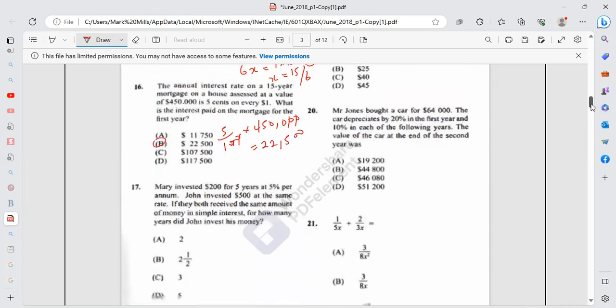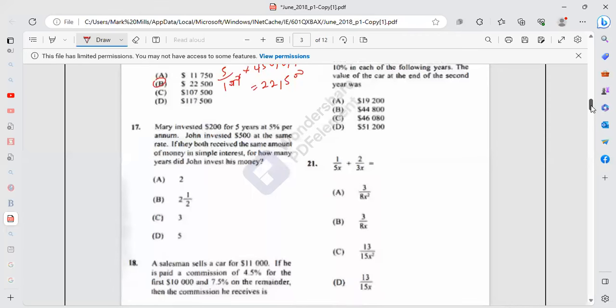Let's go. Number 16. Mary invested $200 for 5 years at 5% per annum. John received $500 at the same rate, right? If both received the same amount of money in interest, how much money did John invest? So first of all, we are going to find the interest, right? Interest for Mary would be 200 times 5 times 5 over 100. We work it out. So this will give me $50. So $50 for the interest, right?